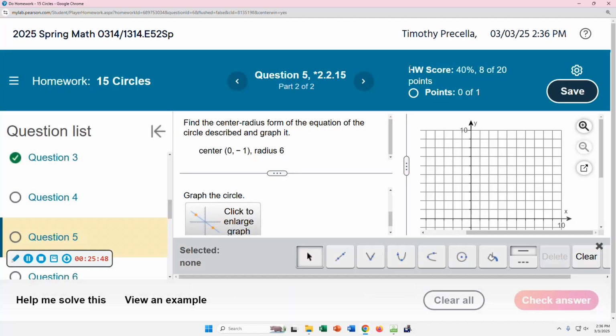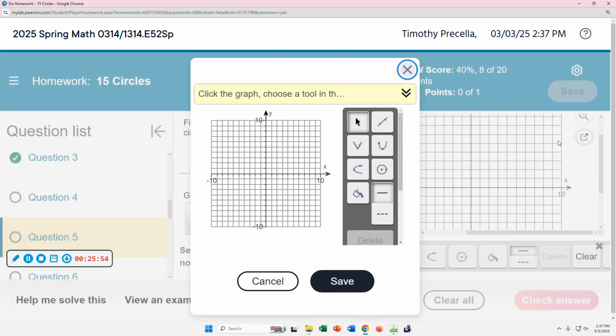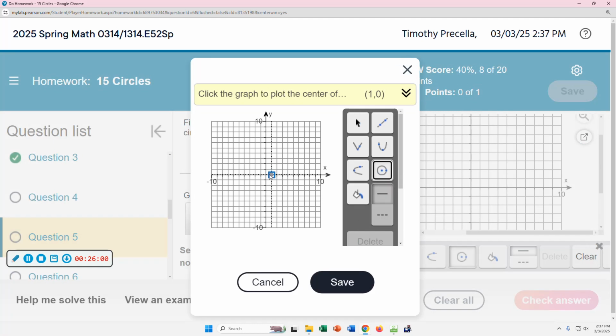Look at this. Maybe this is okay. No, I don't like that. I don't like that at all. You click the circle, and the center is at 0, -1. Is that the center? Am I at the correct point? Yes, okay.